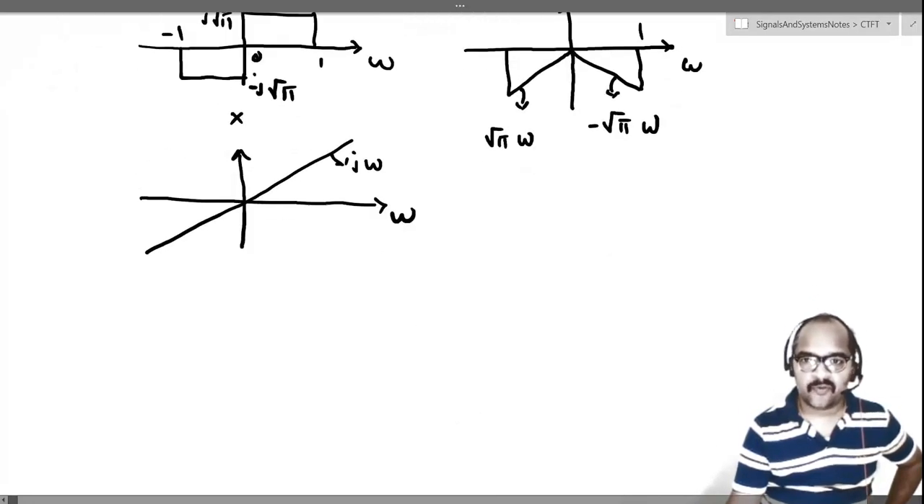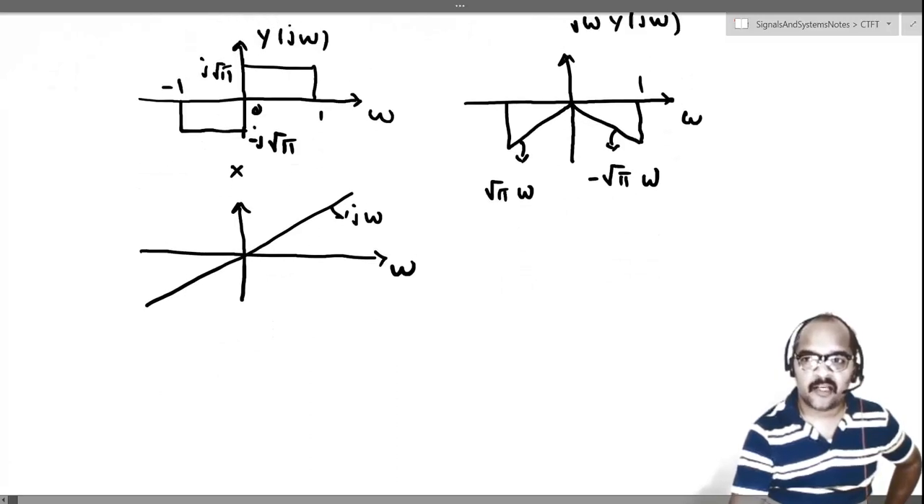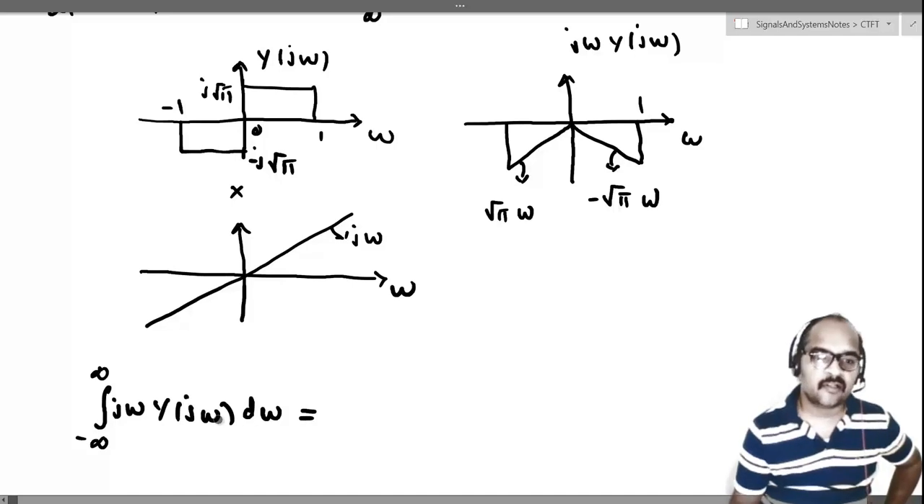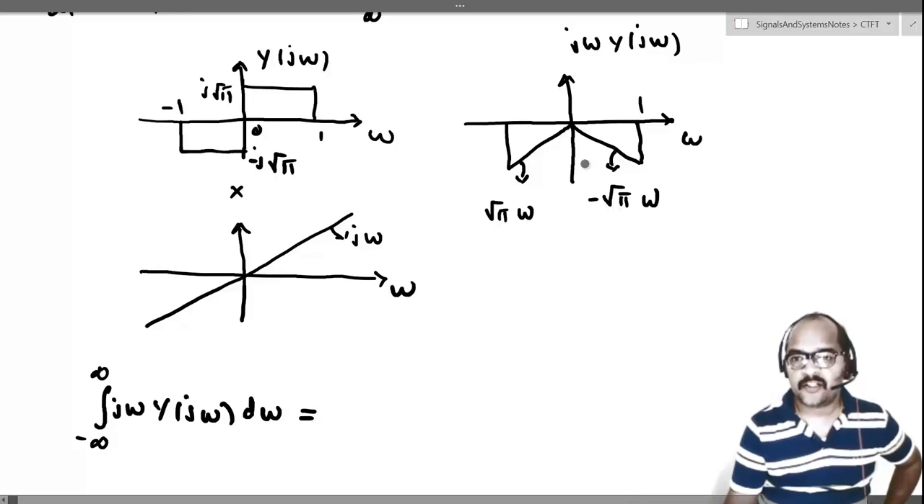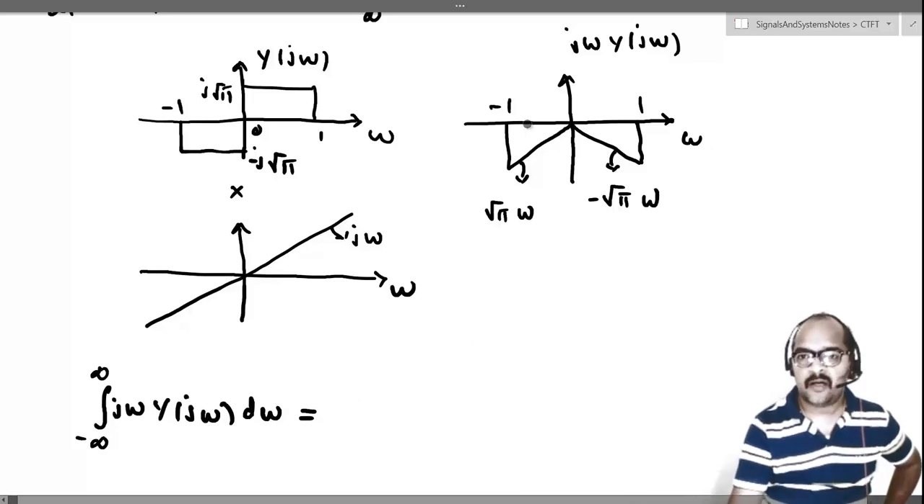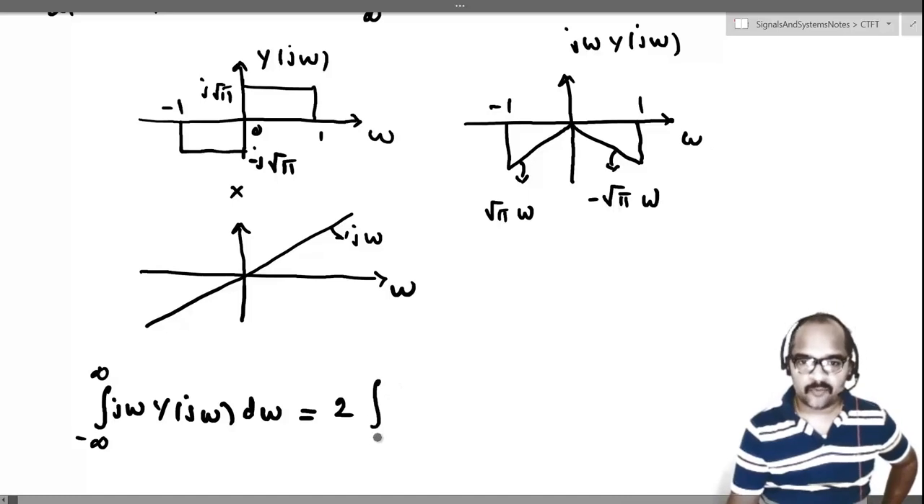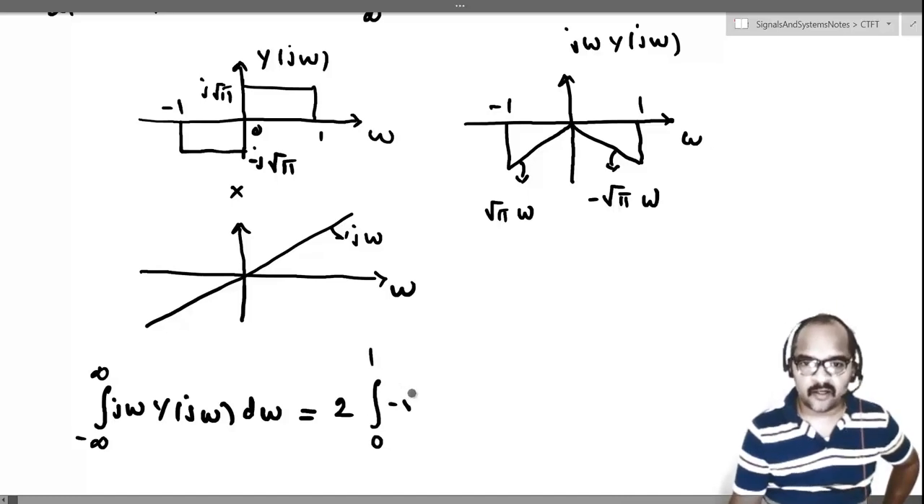So what do we want? Y of j omega, y of j omega is here. So we want integral minus infinity to infinity j omega, y of j omega d omega. So this turns out to be how much for this one? Because it is an even function and it exists only from -1 to +1, it is enough that we integrate from 0 to 1, but we should take care of that scaling factor 2. So that should be 2 times integral 0 to 1 minus root pi multiplied with omega d omega. Correct?